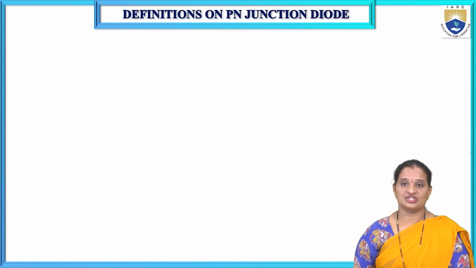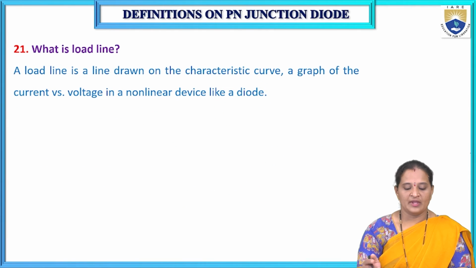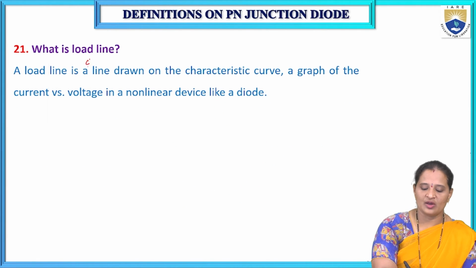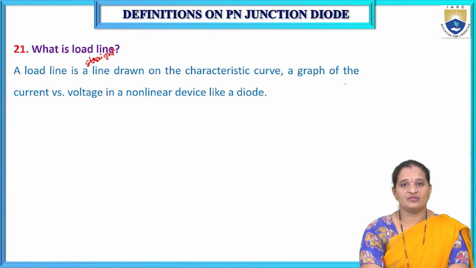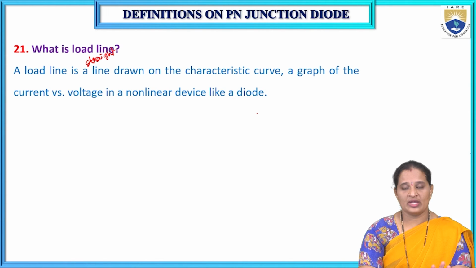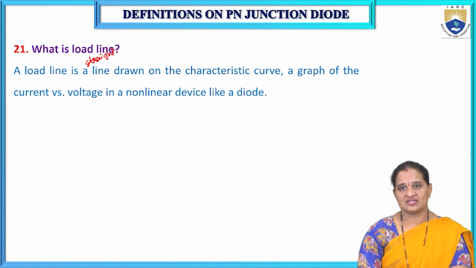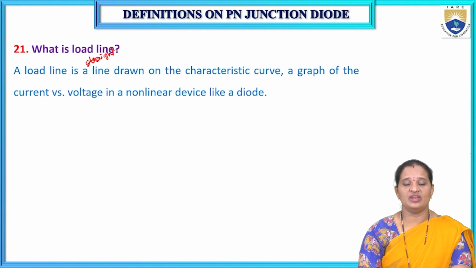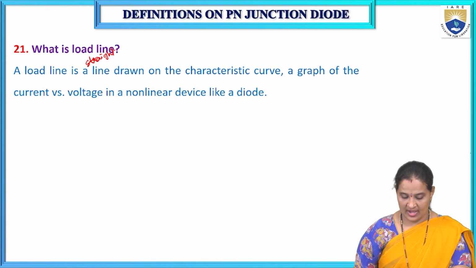Now that is about transition capacitance and diffusion capacitance. Now let us see what a load line is. How can we define a load line? A load line is a straight line drawn on the characteristic curve or graph of current versus voltage in a non-linear device like a diode. It may be drawn on either the forward bias characteristics or the reverse bias characteristics. A straight line drawn on the graph between voltage and current in a non-linear device like a diode or transistor is known as a load line.